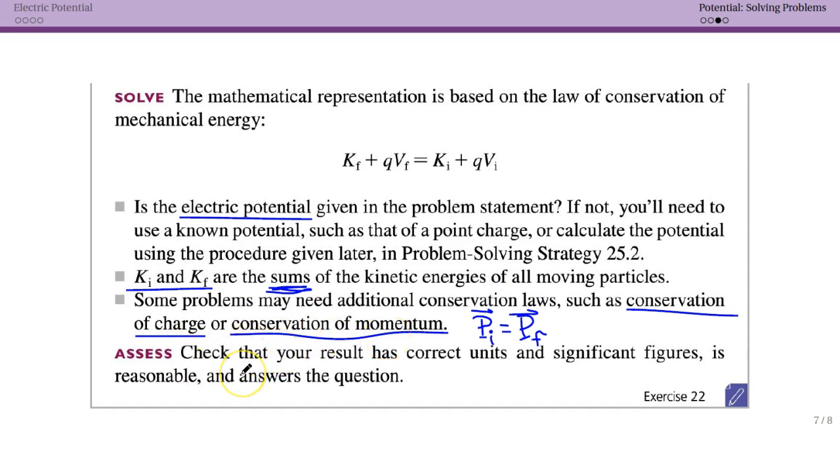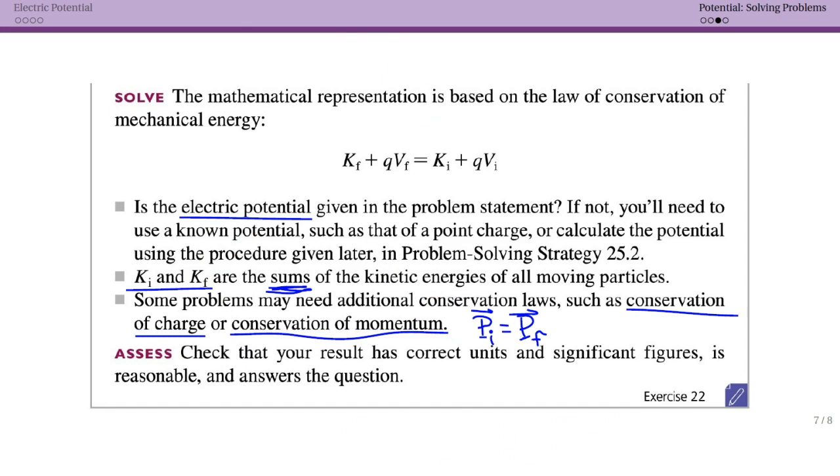In the end, you should always check that your result has the correct units, significant figures, and look and see if directions make sense. If you've said that an object is speeding up, do you actually think that your kinetic energy is larger there? So always do a little bit of a quick check.